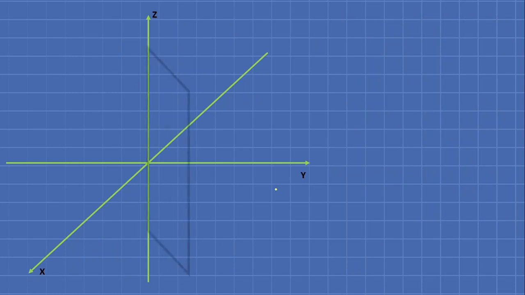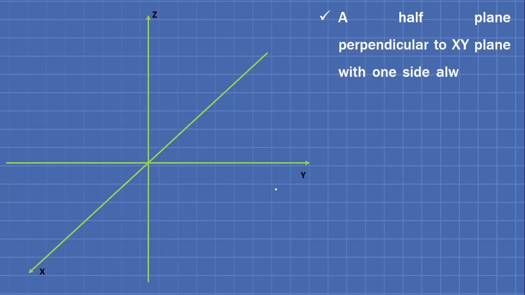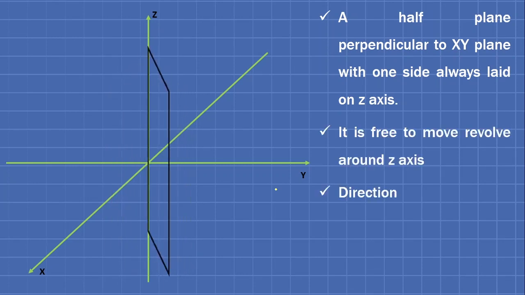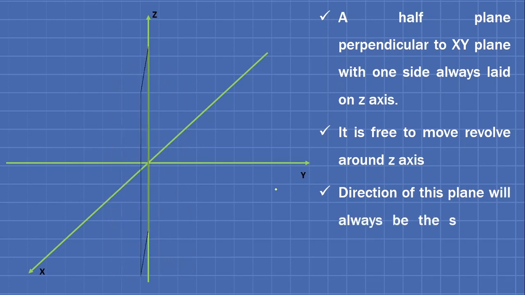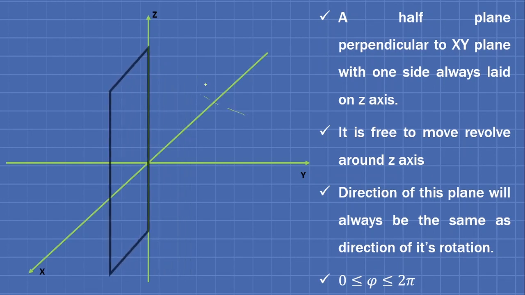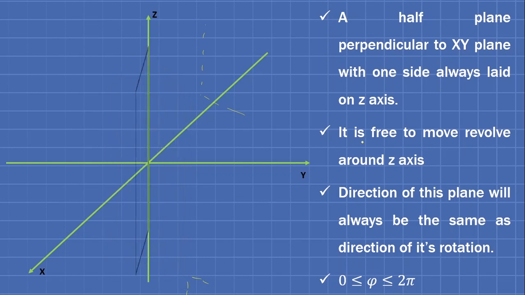The second surface for our cylindrical coordinate system is a half plane, which is perpendicular to the xy plane, and one side of this plane always lies on the z axis. As you can see, this is a black half plane which I have shown, and theoretically it is expandable up to infinity. It is free to revolve around the z axis, and its one edge will always lie on the z axis.